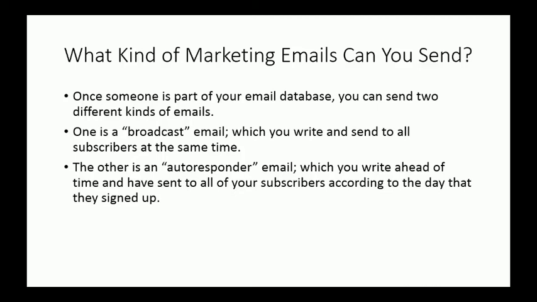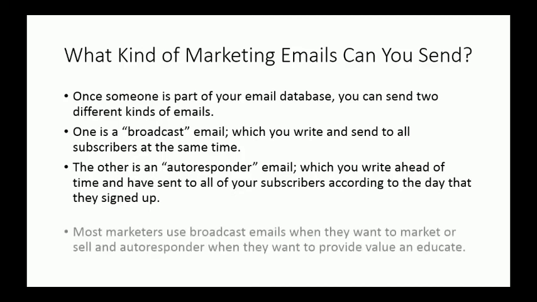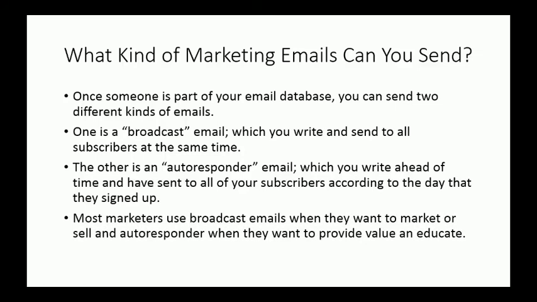So in other words, if someone signed up on a Wednesday, they'll get the first email on Wednesday, they'll get the second one on Thursday, they'll get the third one on Friday. So these are emails that you have set up ahead of time. They're scheduled and they go out based on the day that the person actually becomes part of your list.